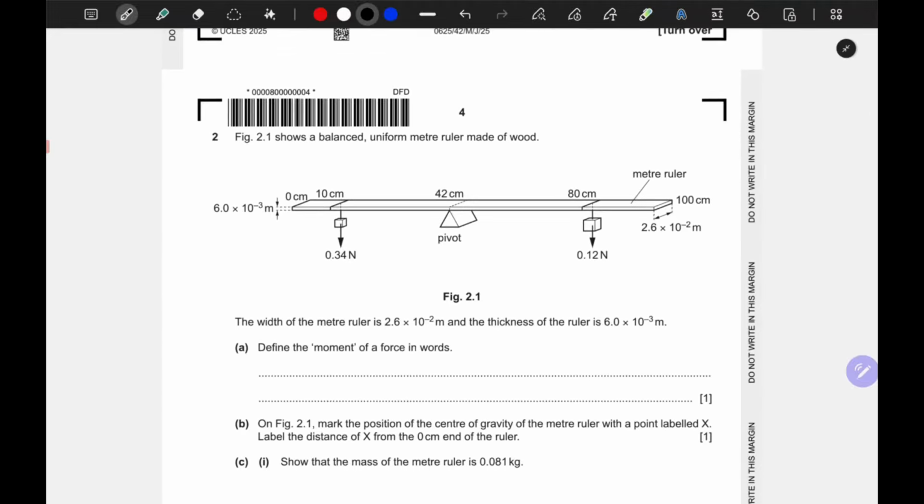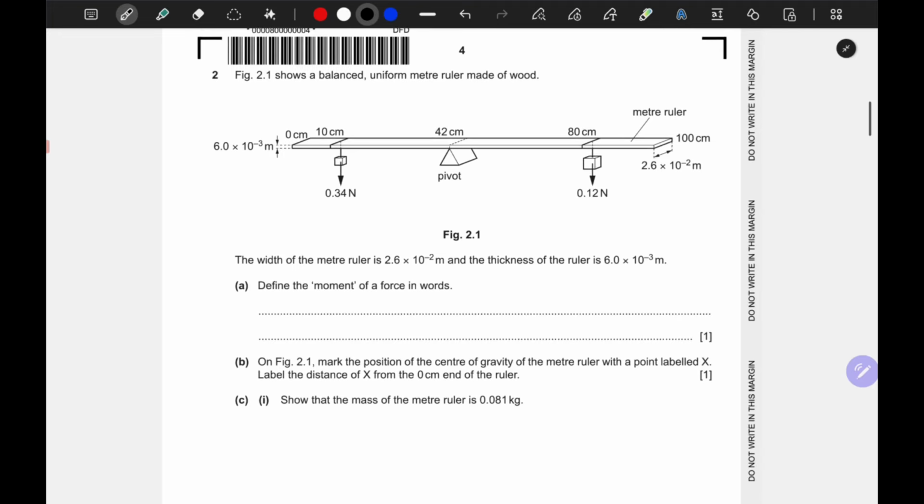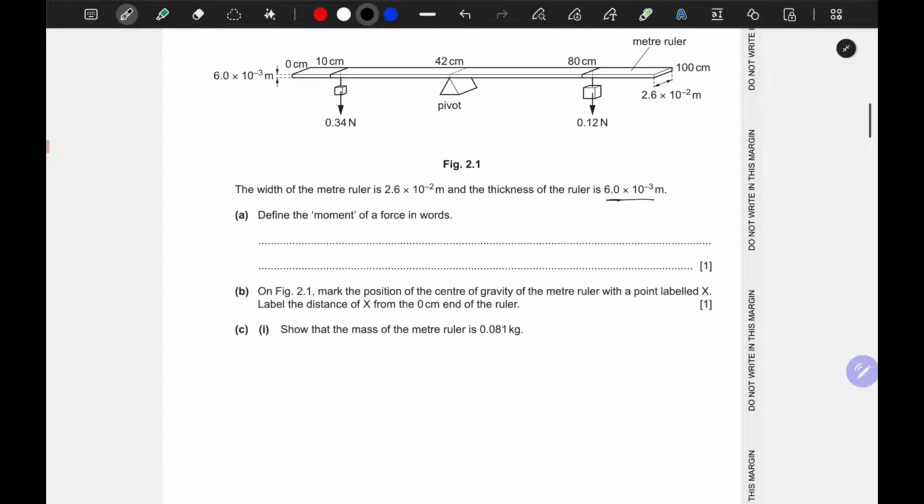Question number 2. Figure 2.1 shows a balanced uniform meter rule made of wood. Okay, the width of the meter rule is 2.6 times 10 to the power of minus 2 meters, and the thickness of the ruler is 6 times 10 to the power of minus 3 meters. Okay, define moment of a force in words.